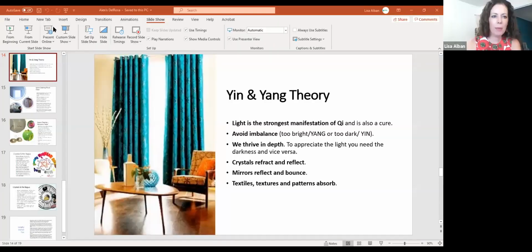So what I'm going to talk about today as it relates to our spaces, I'm going to circle back to a little bit of what we talked about yesterday with the yin and yang theory.